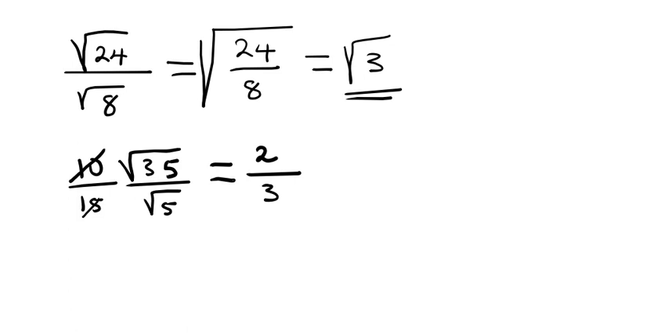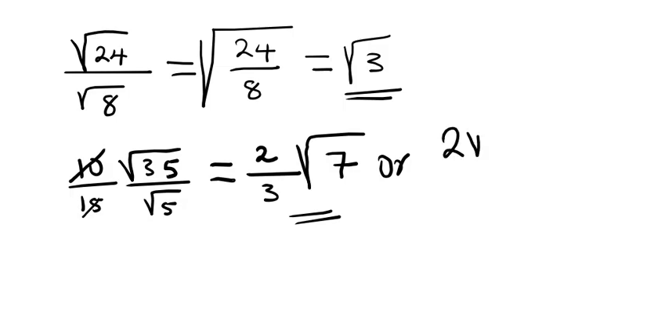Then square root of 30 divided by root 5 is going to give us root 6. So this becomes your answer, or you can have this as 2 root 6 divided by 3.